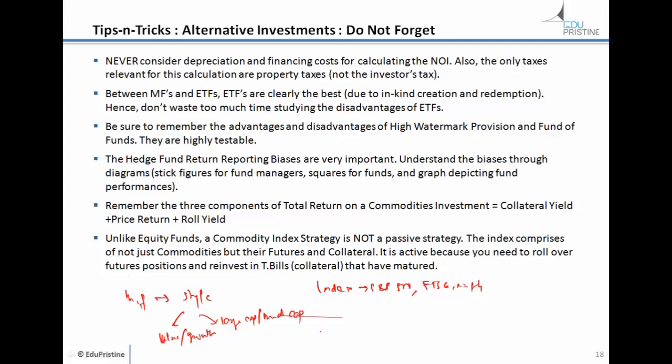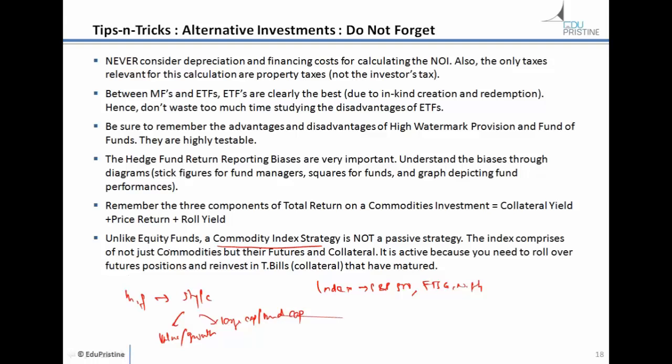Now one of the couple of points which one must remember is that the commodity index strategy, that is nothing but a commodity futures strategy, is not a passive strategy like it is for equity funds. The commodity index strategy is an active strategy, and there have been questions which I have tested on which are active strategies and which are passive strategies. So one must clearly remember that commodity strategies are active strategies. The reason they are active is that you need to continuously rebalance the position in terms of what has to be taken in the futures position and what has to be reinvested in the collateral.